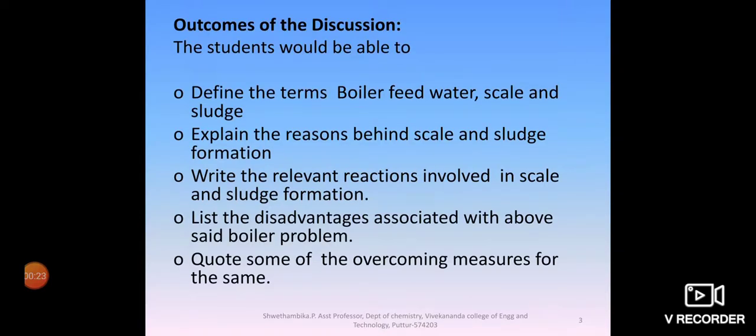After the completion of this session, the student would be able to define the terms boiler feed water, and what is scale and sludge, explain the reasons behind the same, write the relevant reactions involving the scale and sludge formation, list the disadvantages associated with the process, and also quote some of the overcoming measures with which the scale and sludge formation could be minimized.